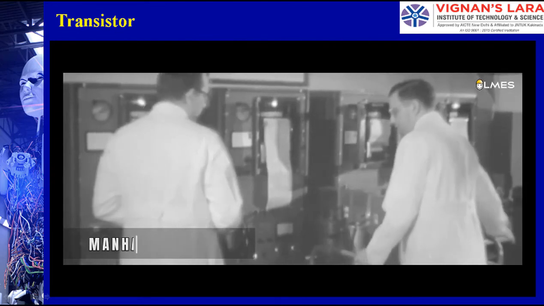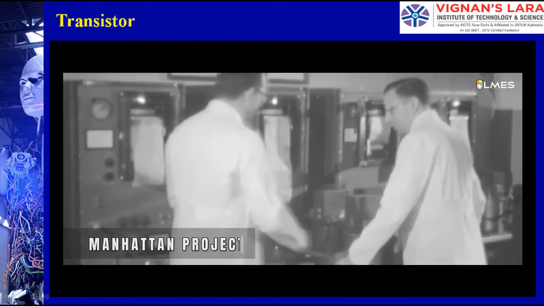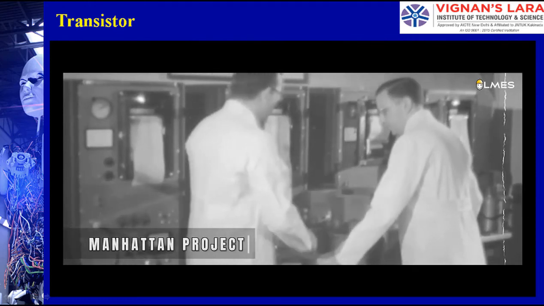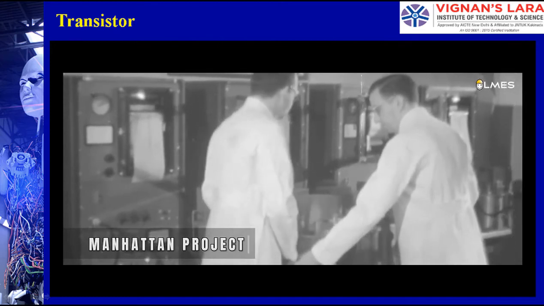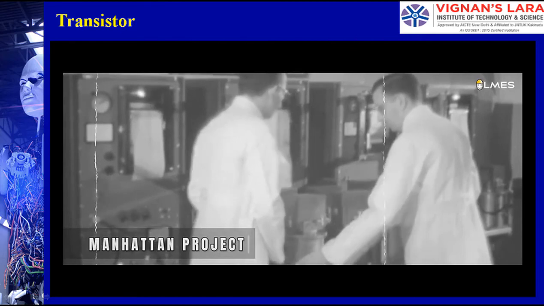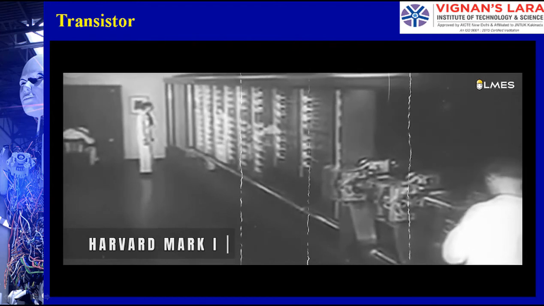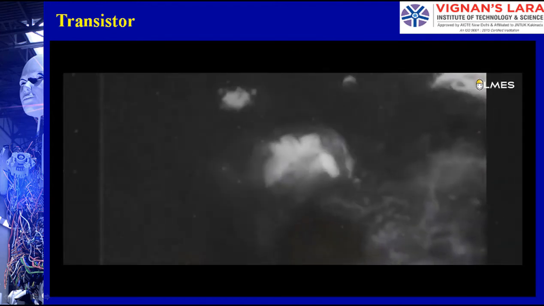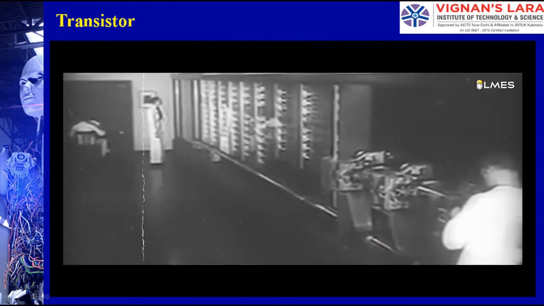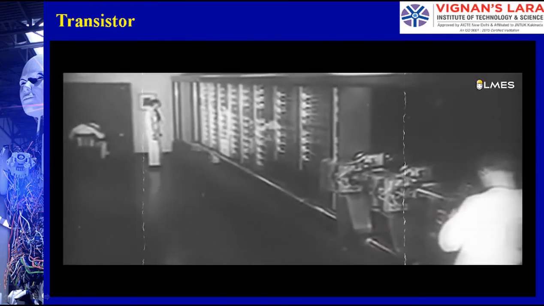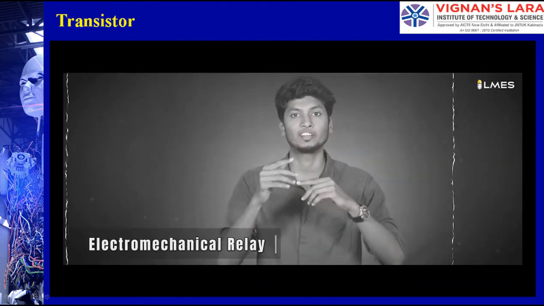Let me go back to see what they used in the olden days before the transistor was invented. In 1944, during World War II in the US, scientists worked on the Manhattan project. In this project, they prepared a computer named Harvard Mark I. This computer was used to calculate how much damage would be caused by atomic bombs. In this computer, instead of transistors, they used an electromechanical relay.